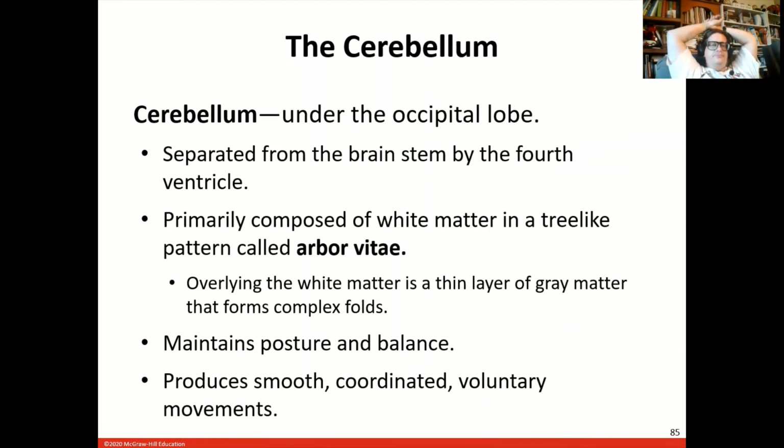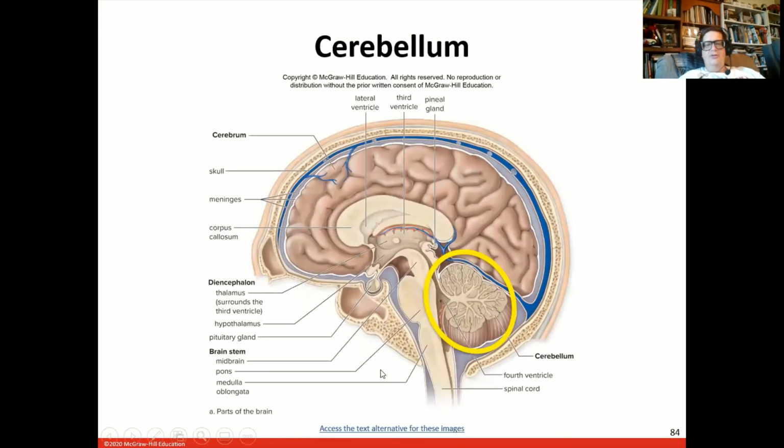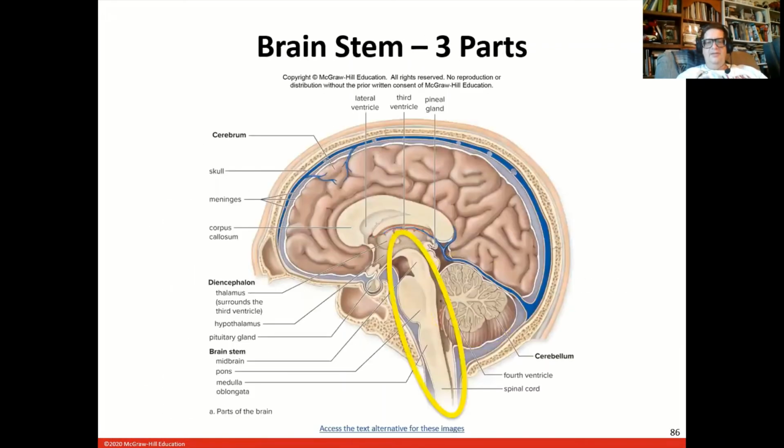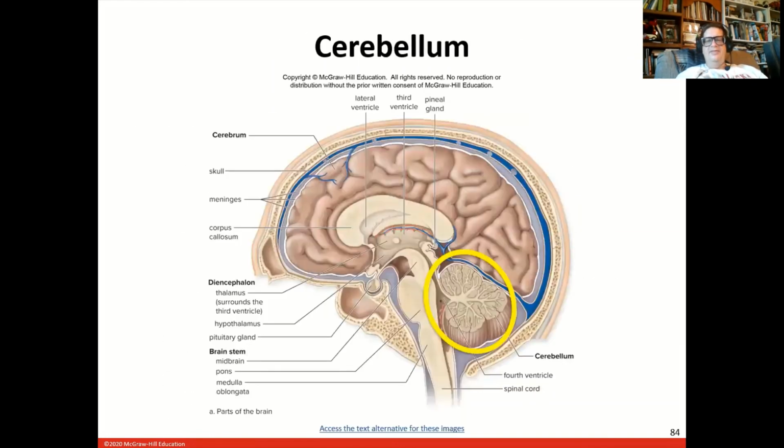Cerebellum is at the back under the occipital lobe, and where it says separated from the brainstem by the fourth ventricle, let me make that perfectly clear. All they're saying is here, this is the brainstem. In fact, let me jump up. That's the brainstem, okay? And that is the cerebellum.